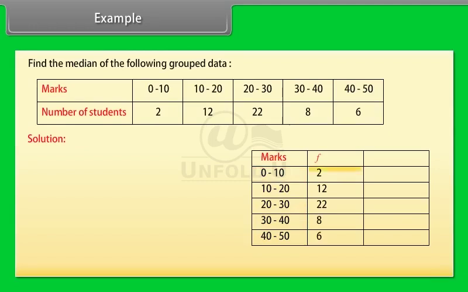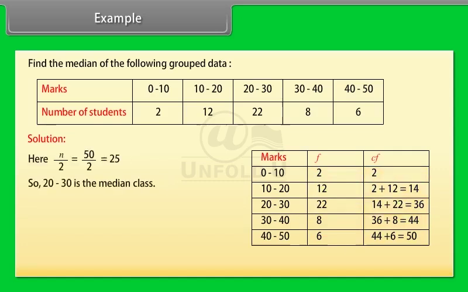In the second column, we have written the given frequency. In the third column, we have found the cumulative frequency. After that, n by 2 equals 50 by 2, which is 25. So, 20 to 30 is the median class.